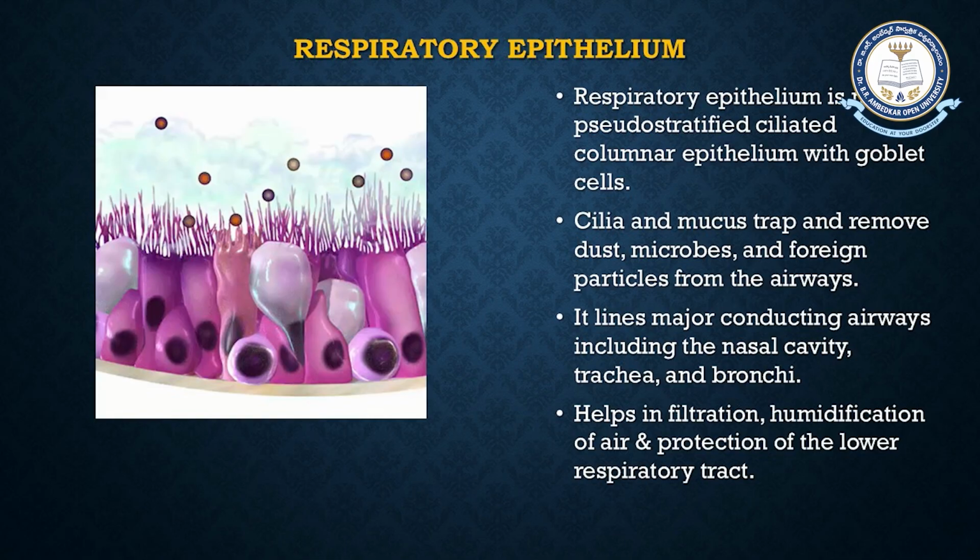Now coming to the respiratory epithelium. Respiratory epithelium is mostly a pseudostratified ciliated columnar epithelium with goblet cells. Cilia and mucus trap and remove dust, microbes and foreign particles from the airways. It lines major conducting airways including the nasal cavity, trachea and bronchi. They also help in filtering, humidifying and protecting the lower respiratory tract.